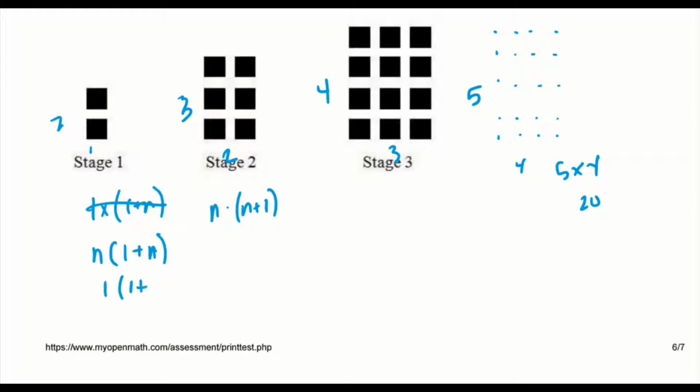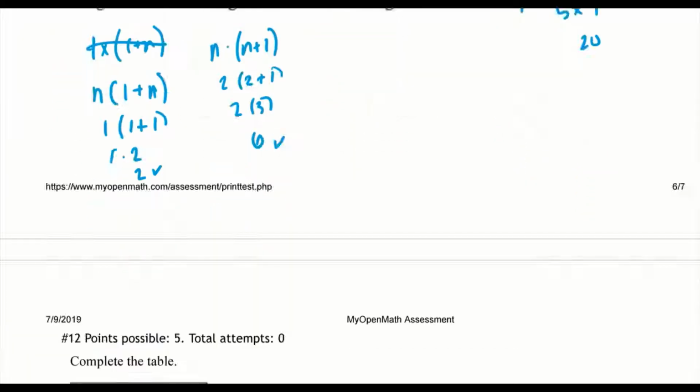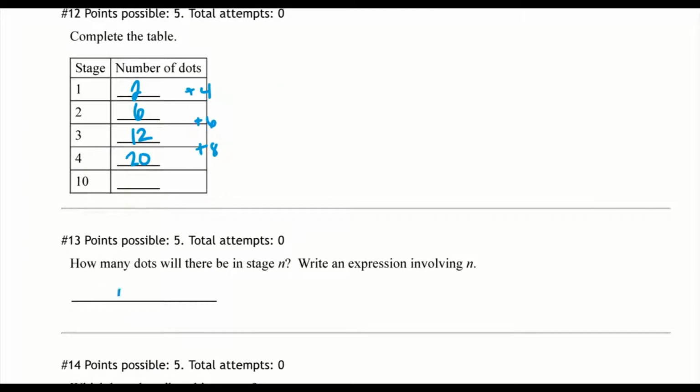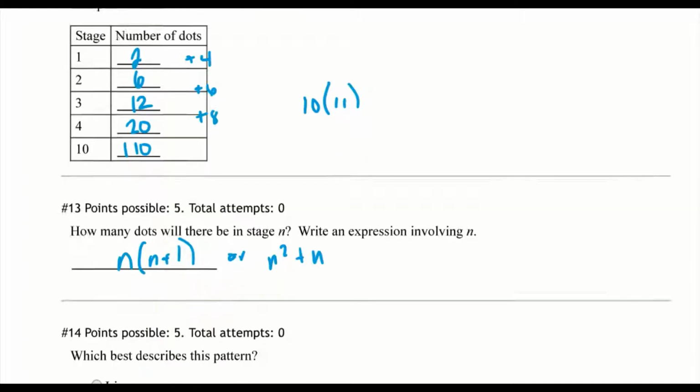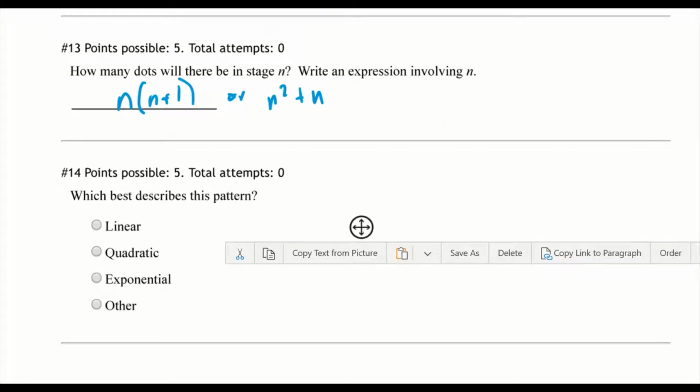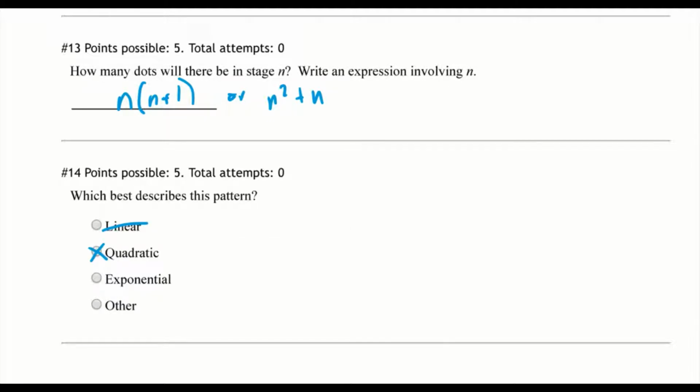So this was 1 times 2. The next one is 2 times 3. Stage 3 is 4 times 3. So that's 12. And those match the number of dots we see in our table. So one expression is n times n plus 1, or n squared plus n. And then I would plug in 10 to figure out the next one. Or you can draw them out however you want.